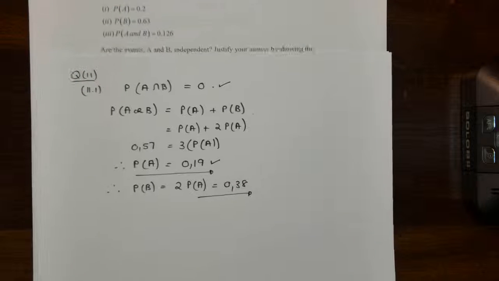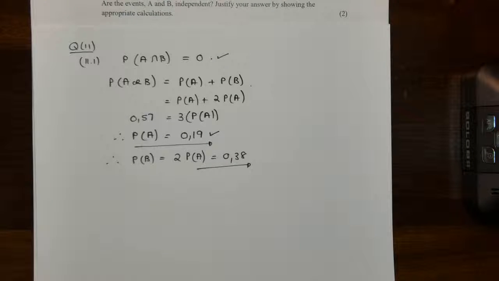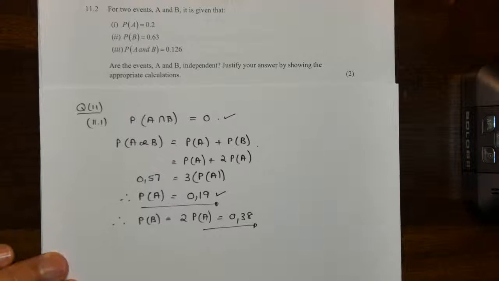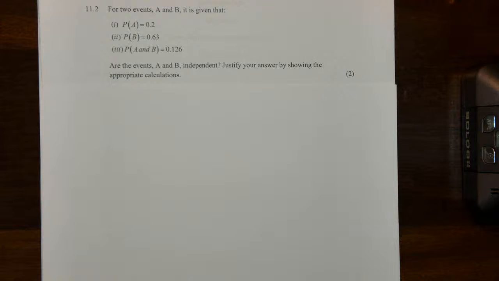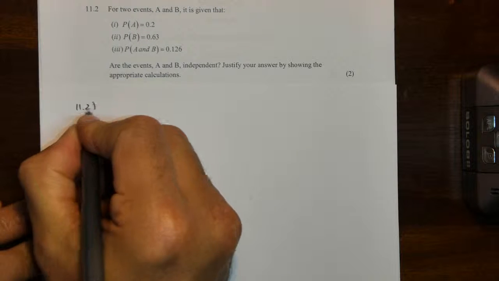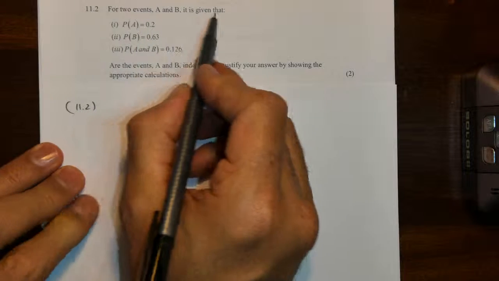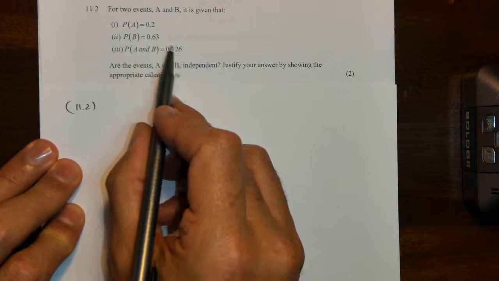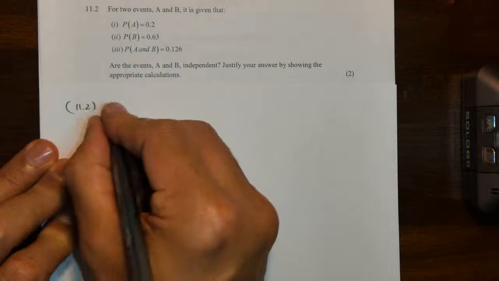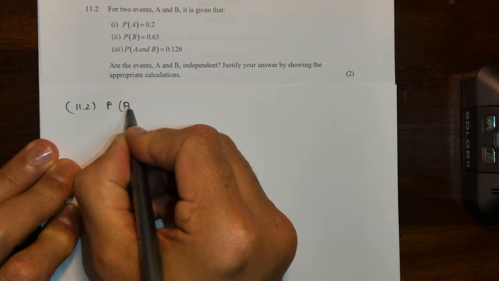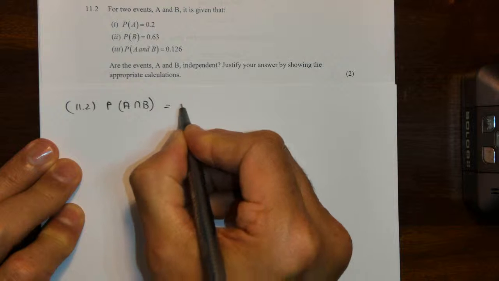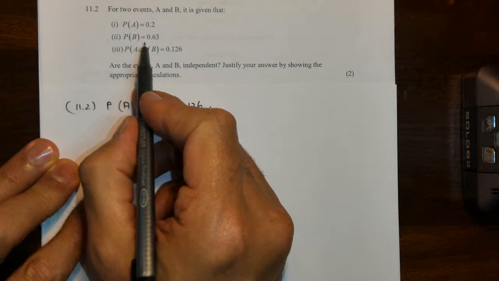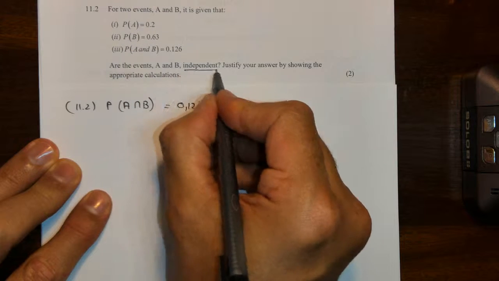Okay, let's look at the next question that they asked us to focus on. That is question 11.2. Now in question 11.2, they give us different information. They say, for 2 events A and B, the following information is given. The probability of A and B is 0.126. Now that's important. The probability of A and B happening together is 0.126. Okay, they gave us the probability of A and the probability of B. Are the events A and B independent?